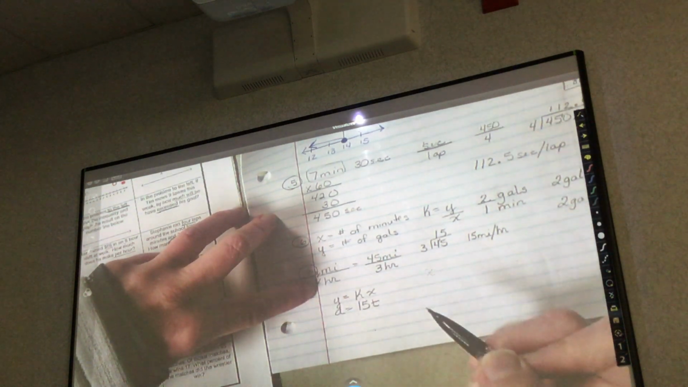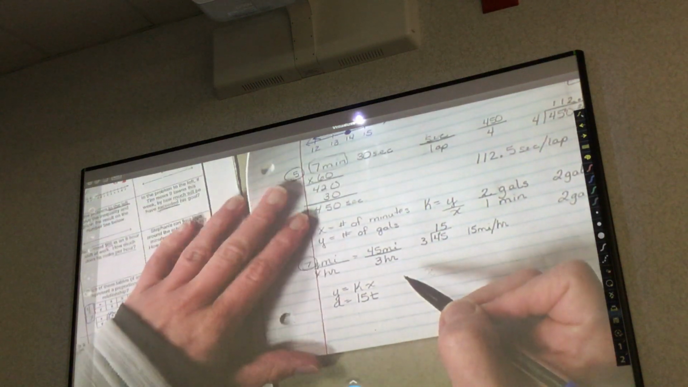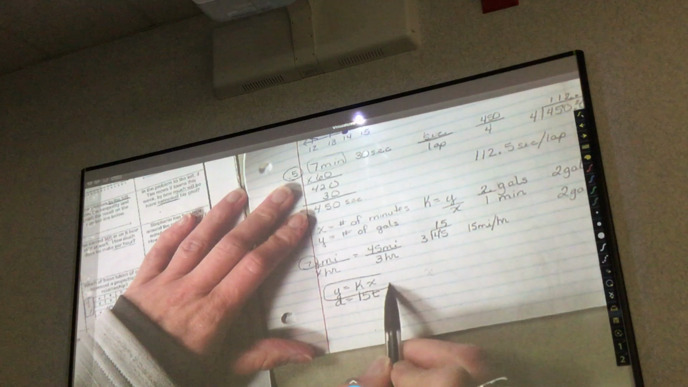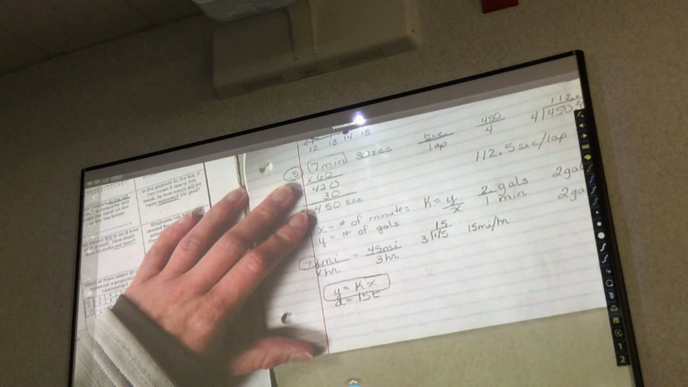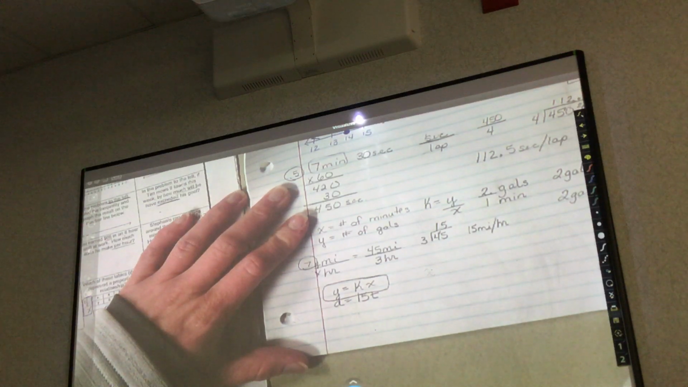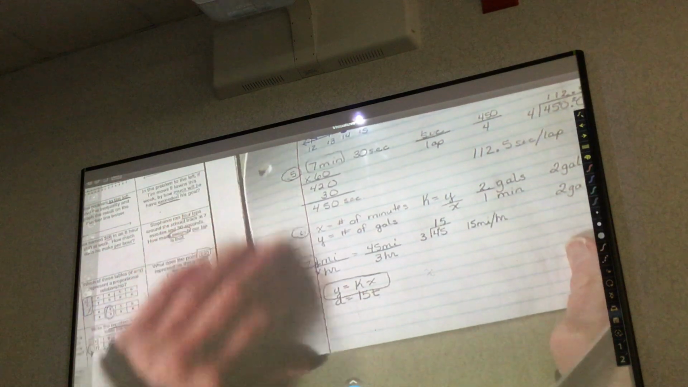Do you guys understand how I did that this time? Going back to this equation, that's why I put a very big box around it when we took notes the other day. Didn't anybody get this one correct? Excellent. Is anybody still confused on how I had to do that? Okay, we'll do more practicing.